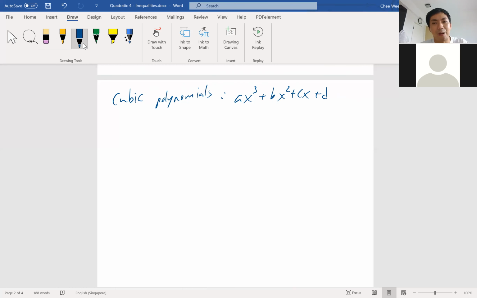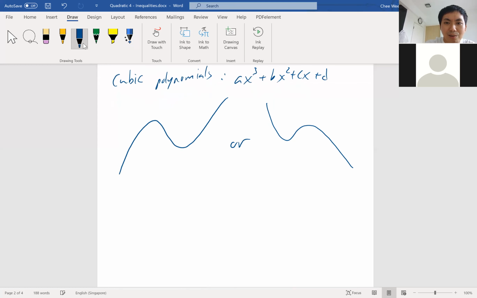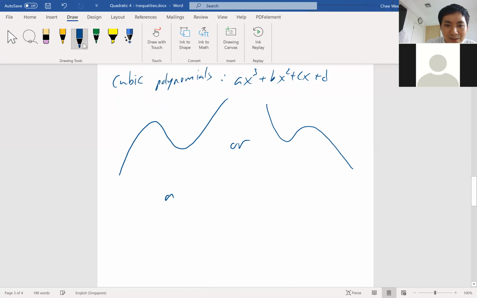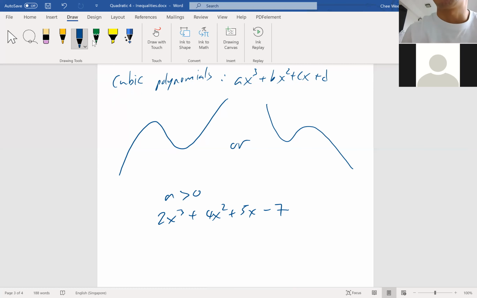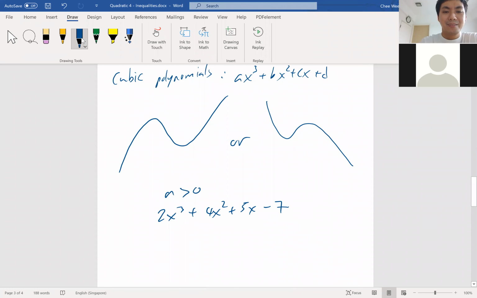So a cubic polynomial should have 3 roots in general because it's power 3, and 2 turning points, all right? So the shapes could be this way or this way, get it? So now if I have a situation where a is positive, so if I have 2x cubed plus 4x squared plus 5x minus 7, which shape do you think it should be? The first one or the second one? Based on the string of arguments that we had, should be the first one. Why? Because the maximum point is first.